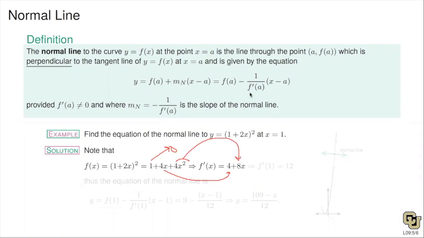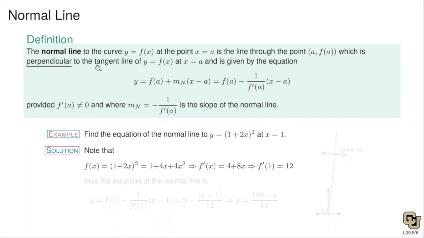And now this is f prime of a. I want to plug in the a, which in this case is 1, into the derivative. And so when I do that, I plug in a 1 for the x, 4 plus 8 is 12. I get f prime of 1 is 12. So this is the slope of the tangent line. So the perpendicular to this would be negative 1/12.